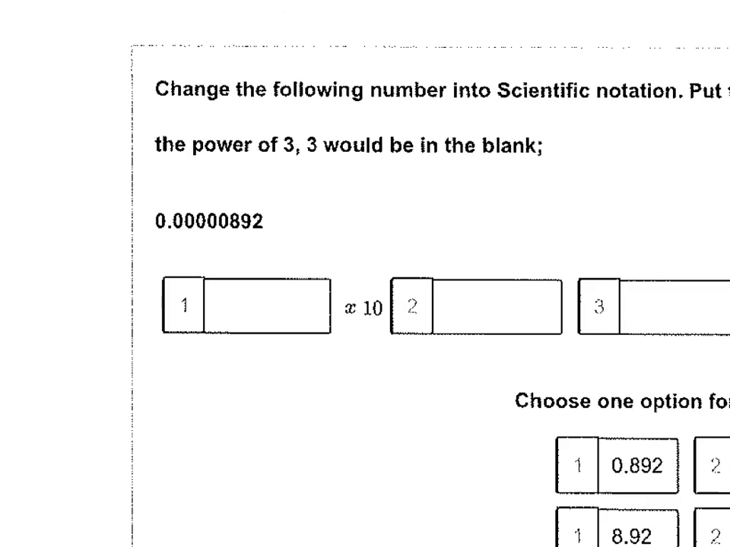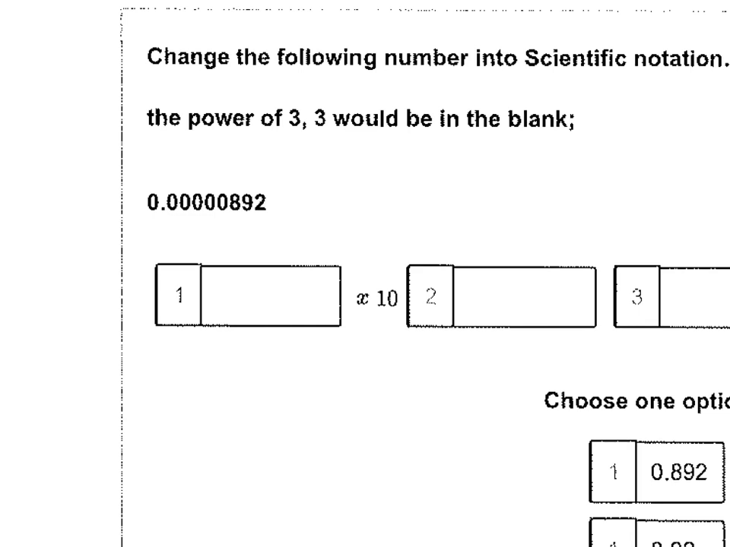Okay, on this one, same thing. I'm going to put my new decimal after the first non-zero number. So if I'm looking, 8. That's my first non-zero.